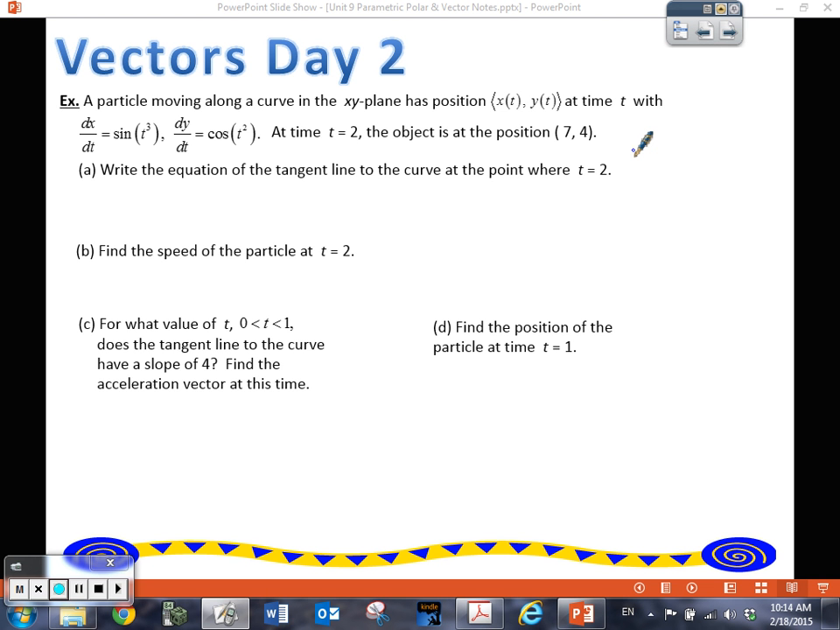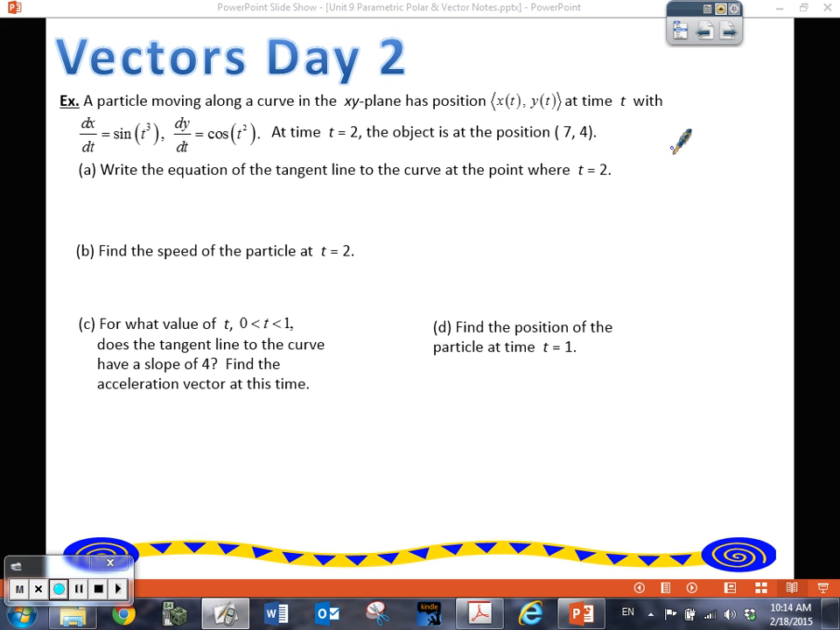Alright, so let's write the equation of the tangent line to the curve at the point where t equals 2. Just recalling, we've done lots of tangent lines. We need what piece of information to write tangent lines? We need a point and a slope, right? And they were very kind to give us the point, (7, 4), so we don't have to go looking for it, luckily, because we don't have a position function. We have the point, and we need the slope.